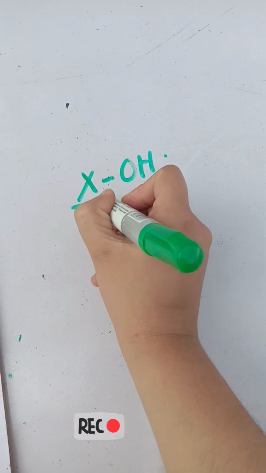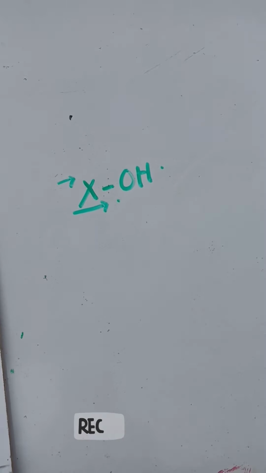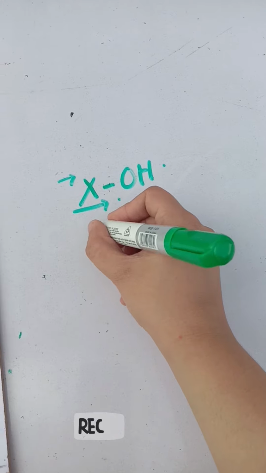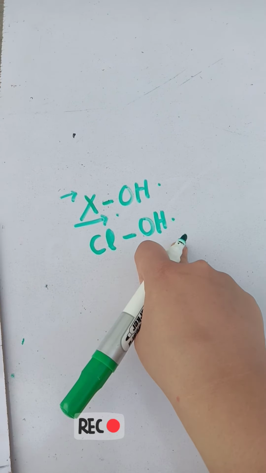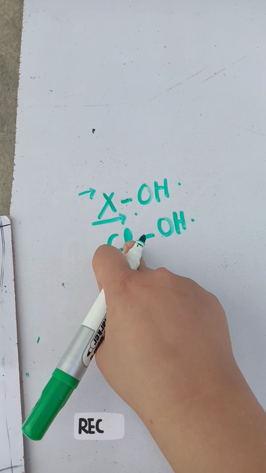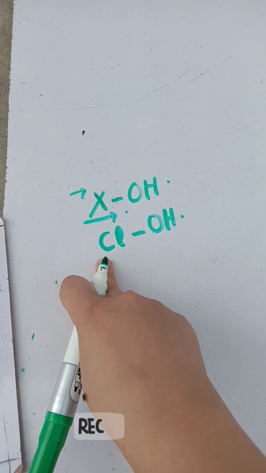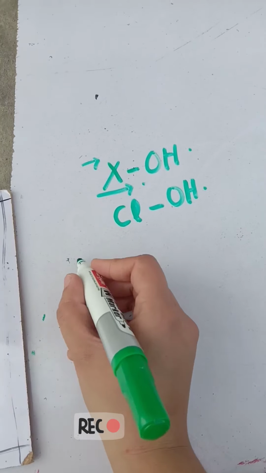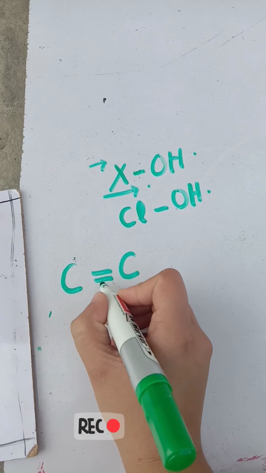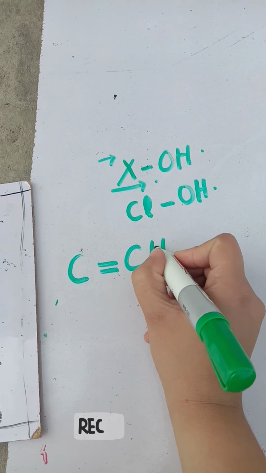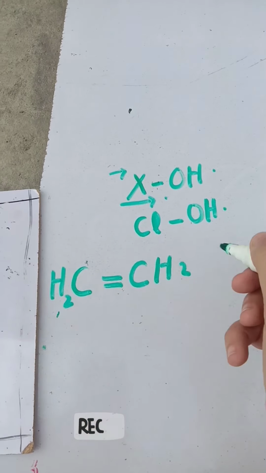Here X is a halogen, and I'll take Cl in this reaction, ClOH. When ClOH is added to the alkene molecule, halohydrins are produced. So how are the halohydrins produced? I'll again take an ethene molecule, having two carbon atoms with a double bond between them, two hydrogens on one carbon, and two hydrogens on the other carbon.